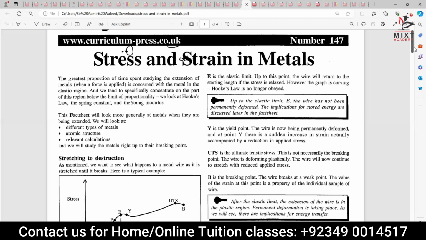After that, you have Y. Y is called the yield point. The wire is now being permanently deformed, and at point Y there is a sudden increase in the strain, accompanied by a reduction in the applied force. So on a very small force after this, the strain will increase at this point. Then you will have UTS, which is called ultimate tensile strength. This is not necessarily the breaking point. The wire is deforming plastically. The wire will now continue to stretch with reduced applied force.